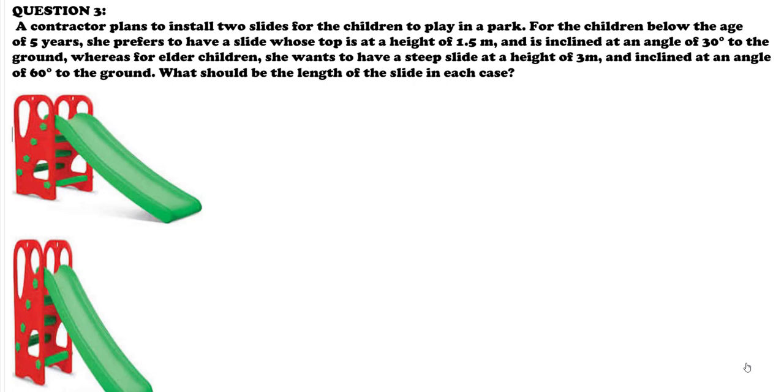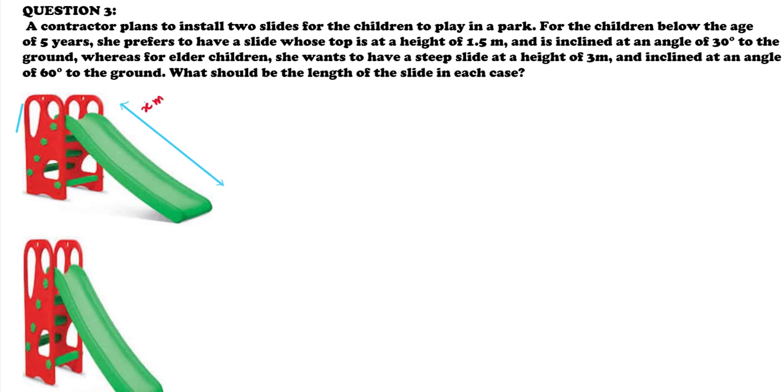Question 3. A contractor plans to install 2 slides for the children to play in a park. For the children below the age of 5 years, she prefers to have a slide whose top is at a height of 1.5 meters and is inclined at an angle of 30 degrees to the ground. Whereas for elder children, she wants a steep slide at a height of 3 meters and inclined at an angle of 60 degrees. What should be the length of the slide in each case?